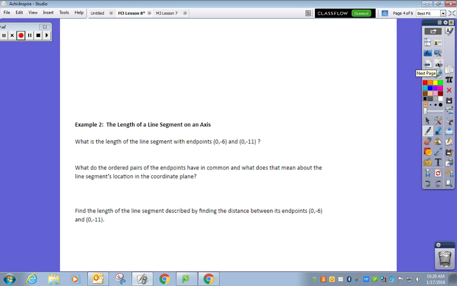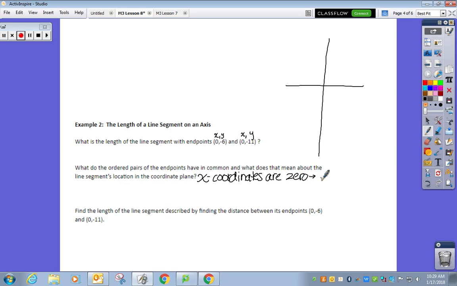Okay, looking at another example. This one is asking us the length of the line segment with endpoints 0, -6 and 0, -11. So, once again, we can draw a picture. In this case, if we label our x and our y coordinates, we can see both have an x coordinate of 0. And that's what it's asking in this question. So they both have x coordinates of 0. And if you recall from the other lesson, lesson 6, that means they're going to be on the y-axis.